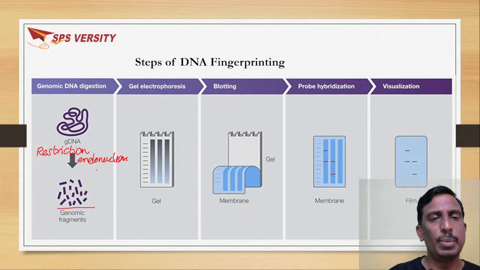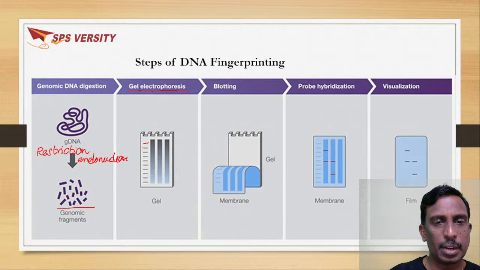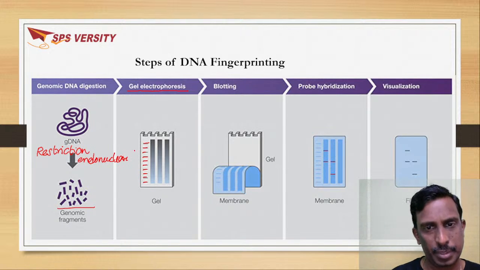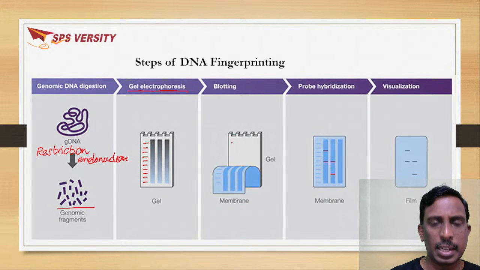And these genomic fragments are subjected to gel electrophoresis. In this gel electrophoresis, they are separated according to size. And they are next transferred to a nitrocellulose membrane. That is blotting.